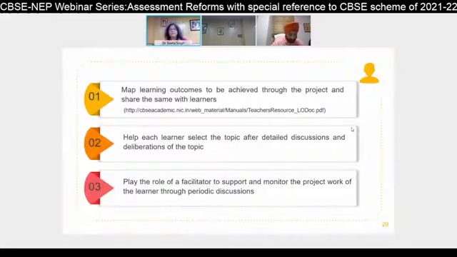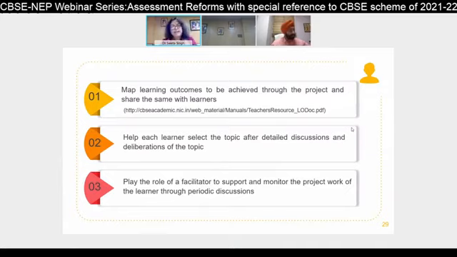Next slide, Sudhirji. Now, first of all, we need to map our learning outcomes which are to be achieved through the project. These learning outcomes are given in our manuals. The link is given and it is available on the handbook tab at our website, cbseacademic.nic.in.